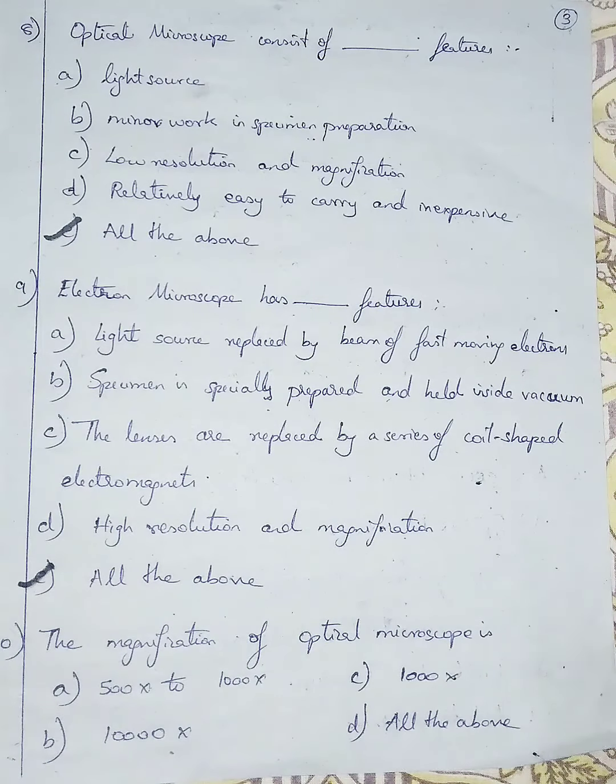Question number 10. The magnification of optical microscope is. Option number A is 500x to 1000x. Option number B is 10,000x, and option number C is 10,000x. Option number D is all the above. The magnification of an optical microscope is between 500x to 1000x. So I'm going with option number A.